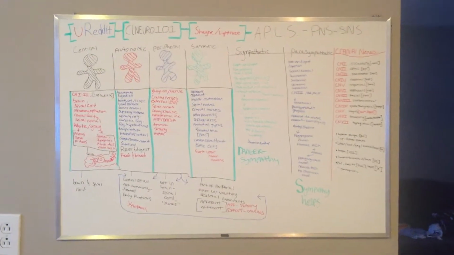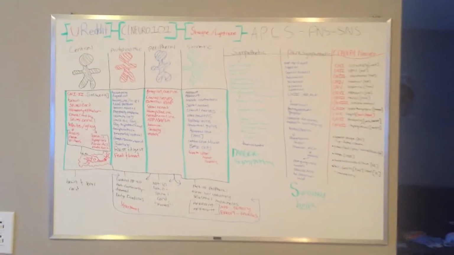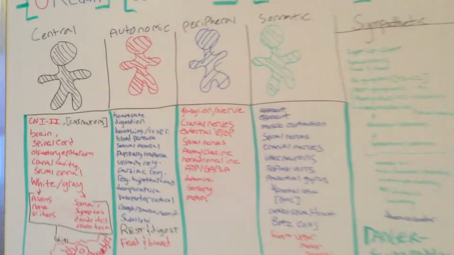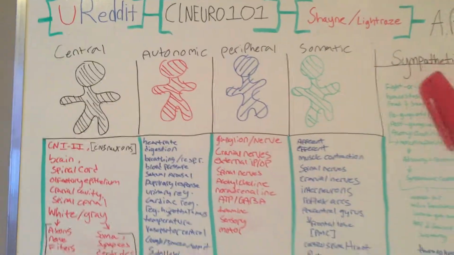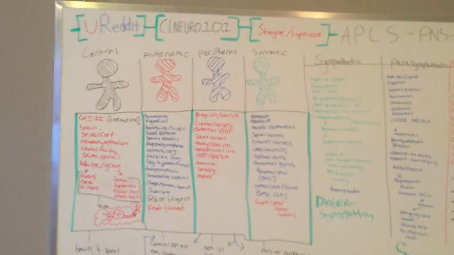Alright guys, so welcome back to Clinical Neurology 101, and once again my name is Shane, and today we're going to be discussing the different classifications of the central, autonomic, peripheral, and somatic nervous systems.